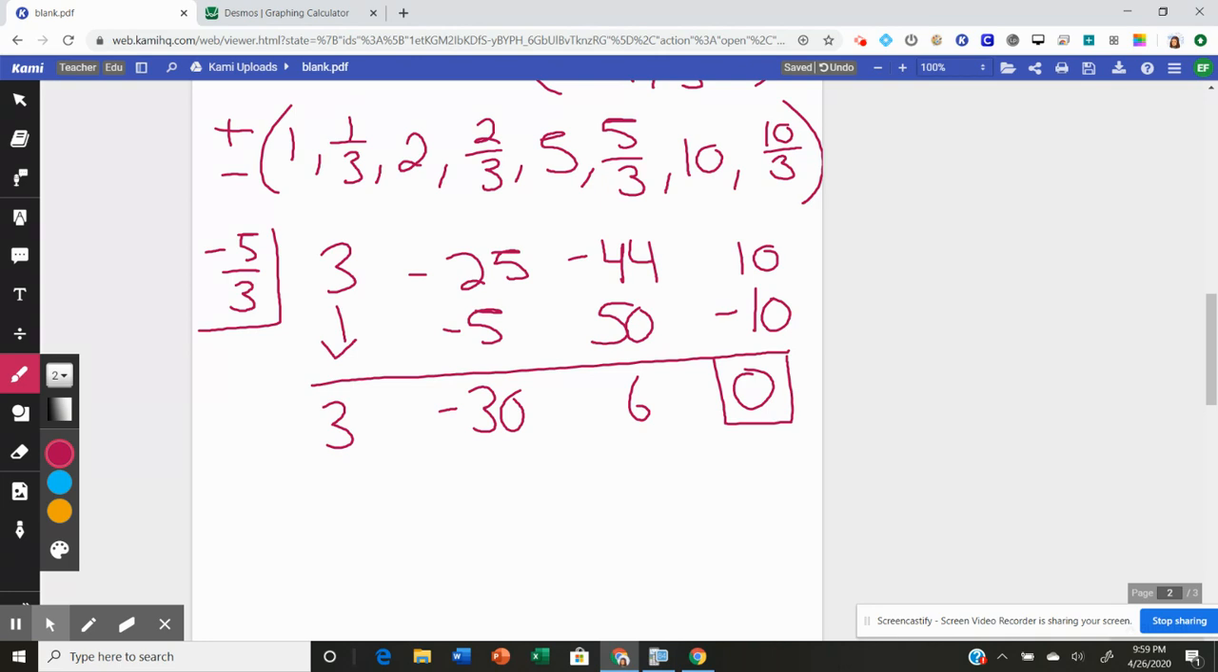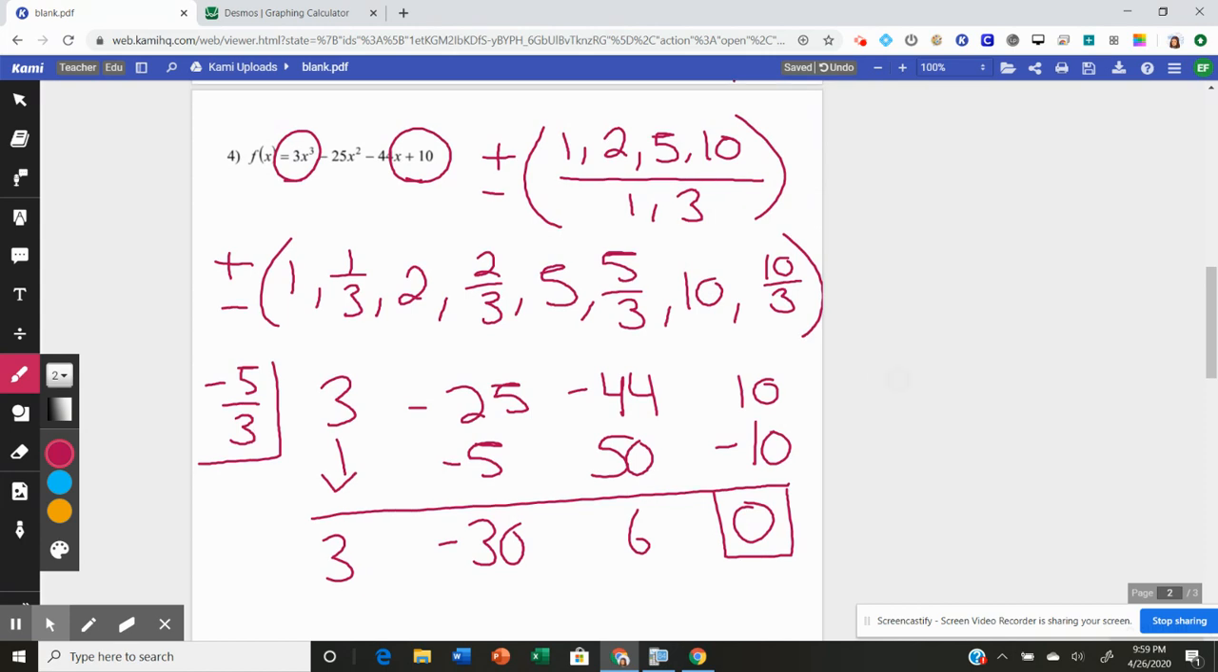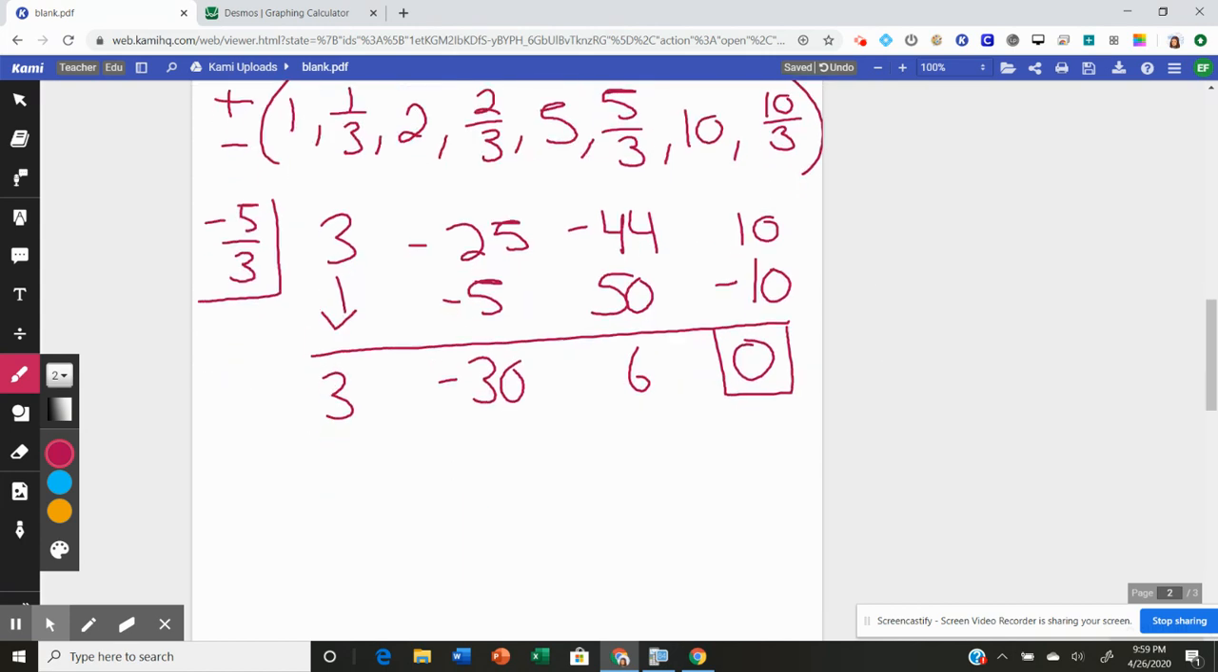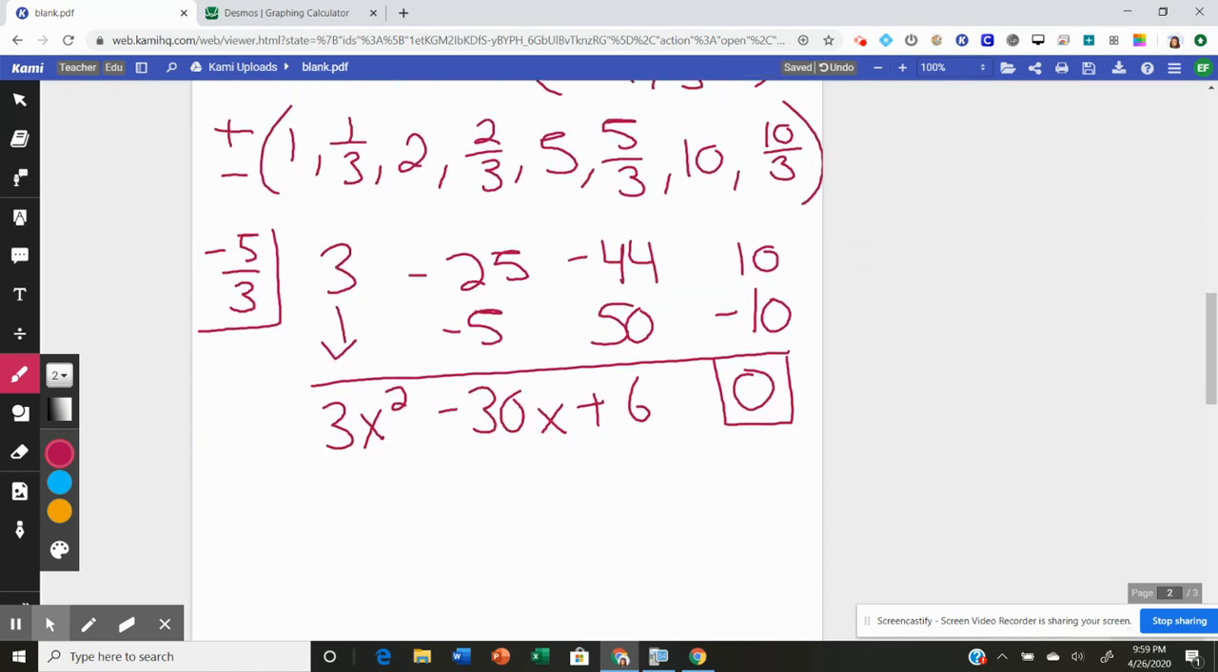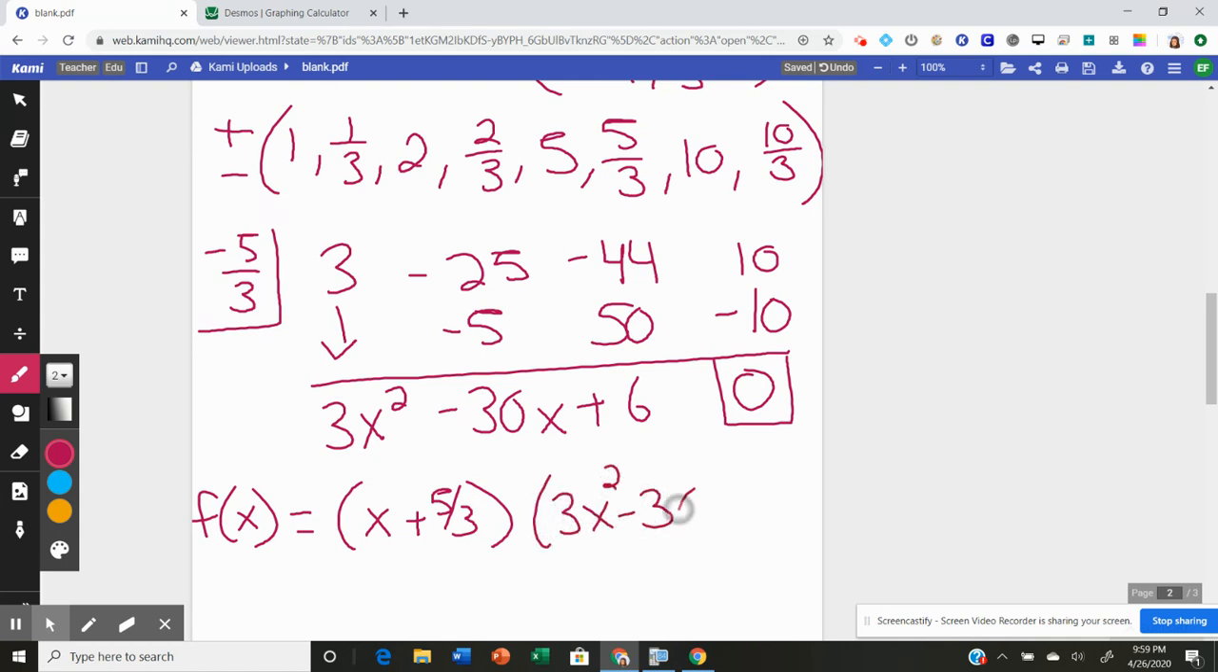So again, I'll put in my variables here. I'm going to start with one less degree than what I started with. The original problem is an x cubed, so that means I'm going to have an x squared here. This will be my linear term, and this will be my constant term. So this is an f of x function. If I was going to write out my function here, I could write out x plus 5/3 and then 3x squared minus 30x plus 6.